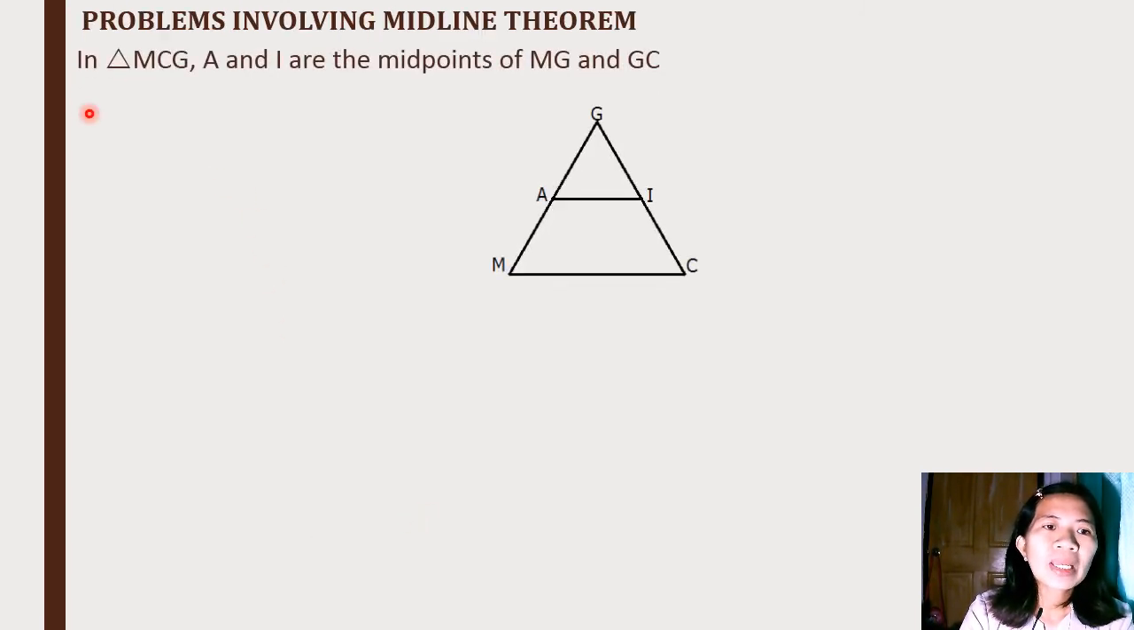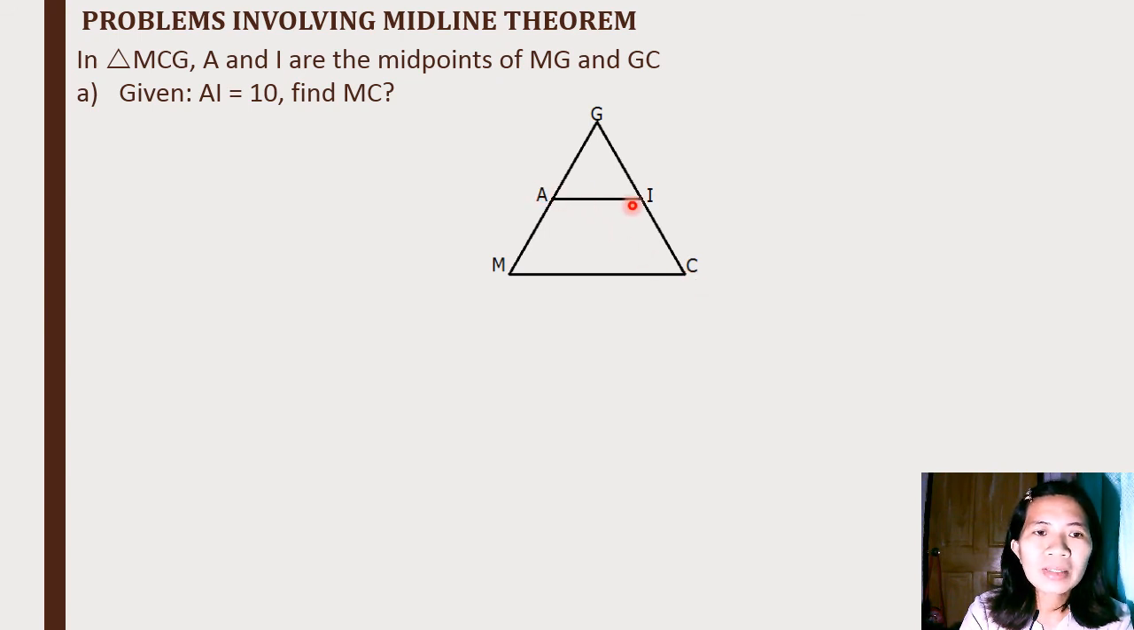So in triangle MCG, A and I are the midpoints of segment MG and segment GC. Now, so we have this given. If segment AI is equal to 10 units, we will find segment MC. We are going to find segment MC. And another one, given segment GI, what is segment GC?